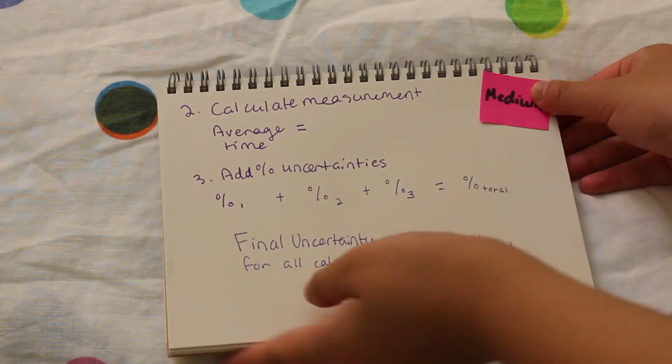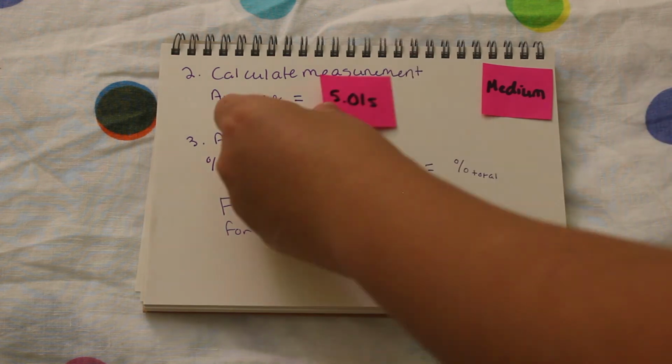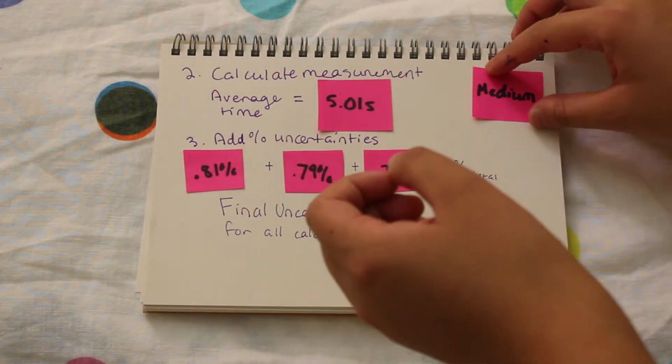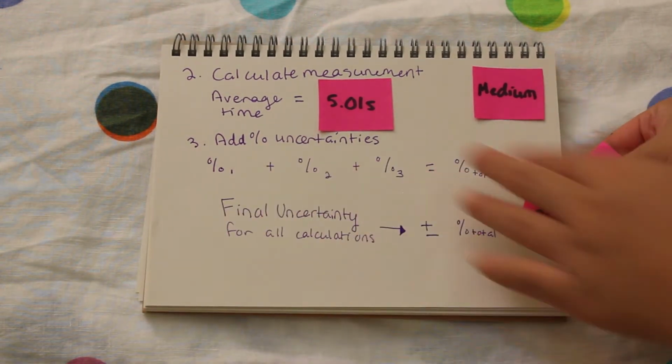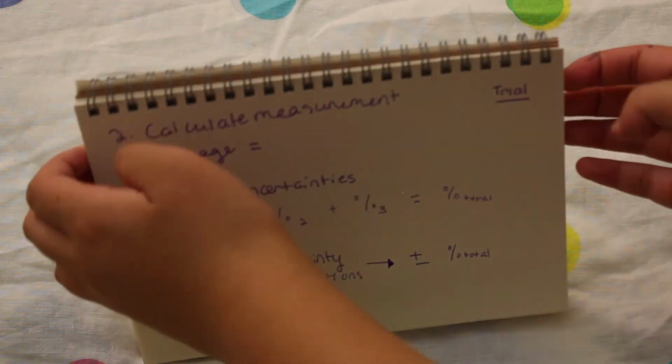Next, we're going to calculate the measurement. We did this earlier and we received the average time to be 5.01 seconds. After that, you're going to add the percent uncertainties together. 0.81% plus 0.79% plus 0.79% equals 2.39%. With all these calculations, what have you learned? Let's go straight into analysis.